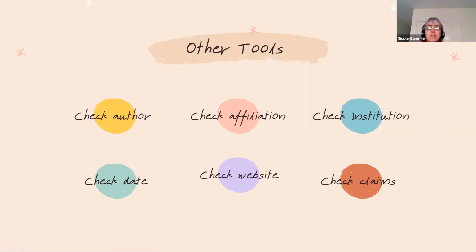Okay. So in terms of some of the other tools we might like to think of, and they've been covered a little bit so far, we might like to look at a bit more about the author. We also might want to check the affiliation of the author, and check out the institution: who is it that they're working for, or who is the website organizer? Also, we want to check the date, and check the website in terms of that. We also might like to check the claims that are being made within the article or on the website itself, and actually see whether we can find the same information somewhere else.